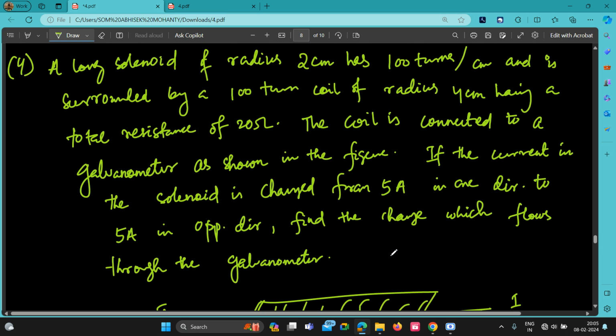A long solenoid of radius 2 centimeter has 100 turns per centimeter and is surrounded by a 100-turn coil of radius 4 centimeter, having a total resistance of 20 ohm. The coil is connected to a galvanometer as shown in the figure. If the current in the solenoid is changed from 5 ampere in one direction to 5 ampere in opposite direction, write the charge which flows through the galvanometer.